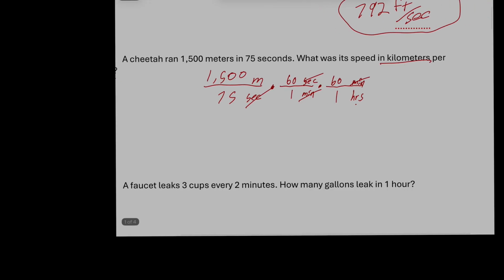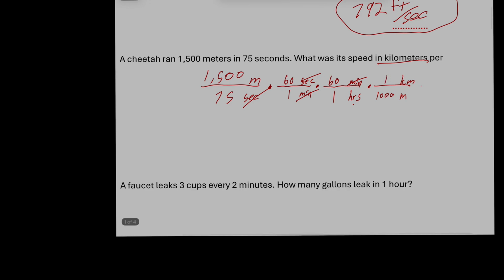Now I want to get meters into kilometers. Okay, well, I want meters on the bottom, and I want kilometers on top. That's fine. And if you learn, kilometer is the big one. There's 1,000 meters inside of it. So I'm going to put 1,000 here, and I'm going to put 1 kilometer.